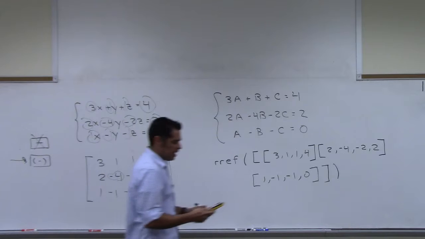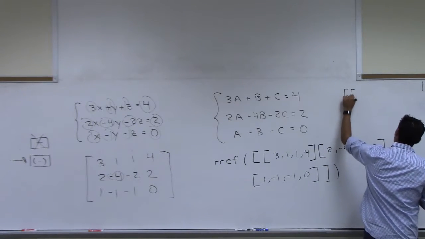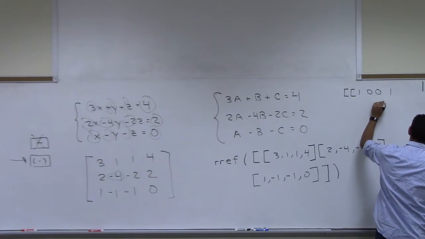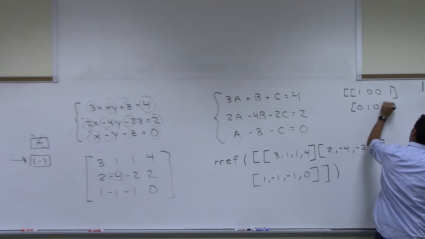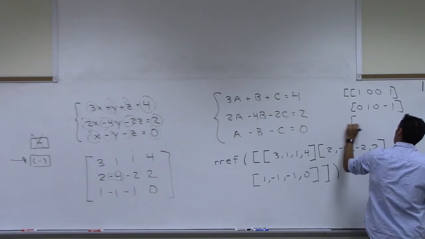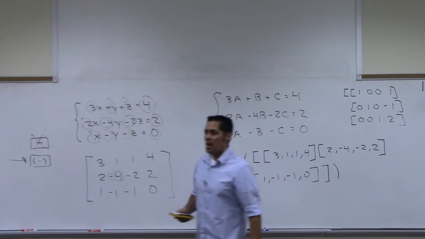Okay, you should get something that looks like this. This is what my calculator gave me: 1 0 0 1, and then 0 1 0 -1, and then 0 0 1 2. Did y'all get that? Anyone not get that?